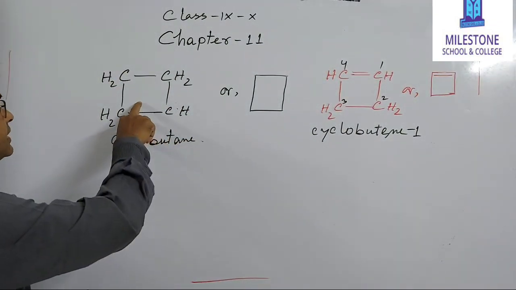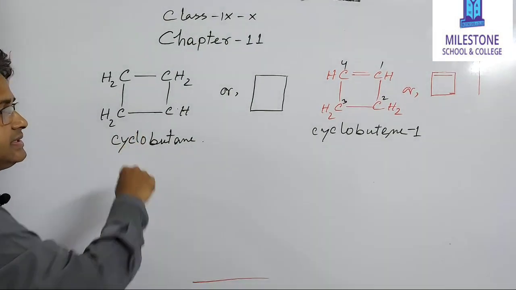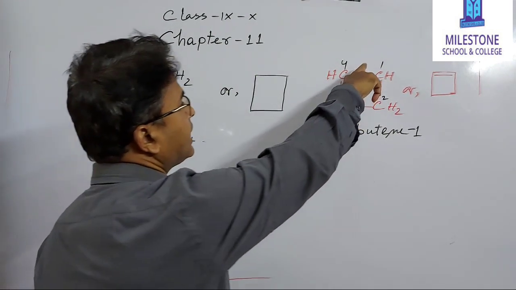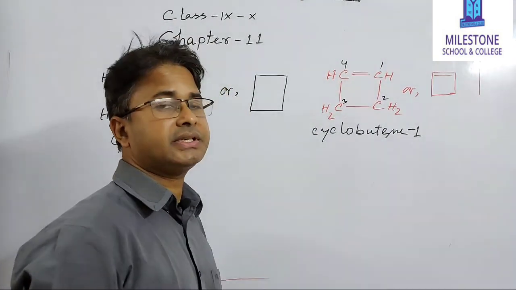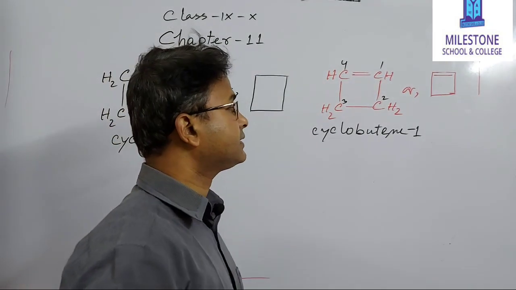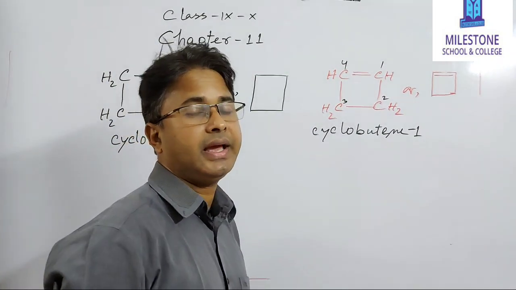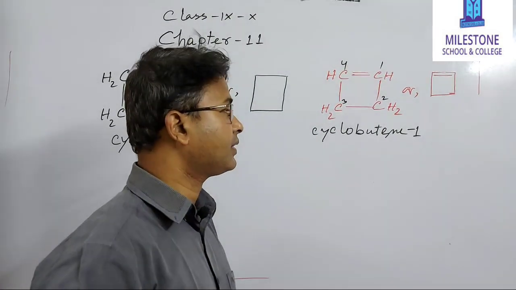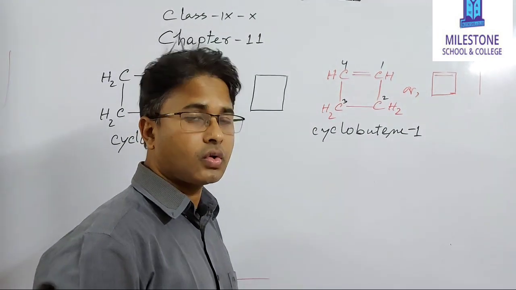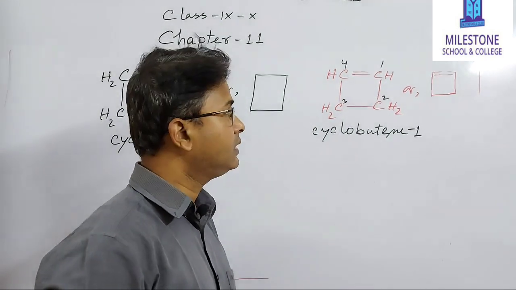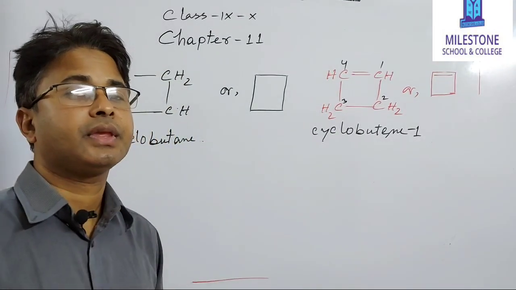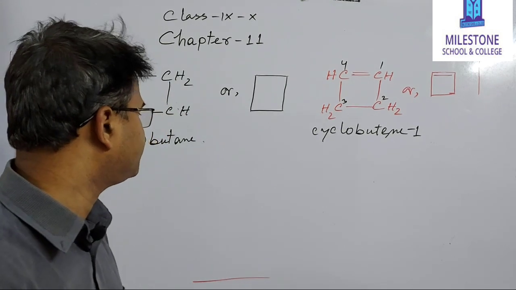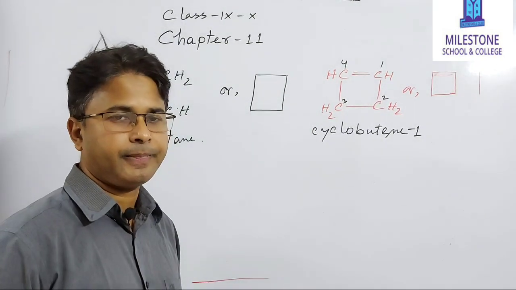As it contains carbon-carbon single bonds, cyclobutane is a saturated hydrocarbon. As it contains a carbon-carbon double bond, cyclobutene-1 is an unsaturated cyclic compound, or an unsaturated closed chain hydrocarbon. So, dear learners, already you have understood the differences between cyclobutane and cyclobutene-1.